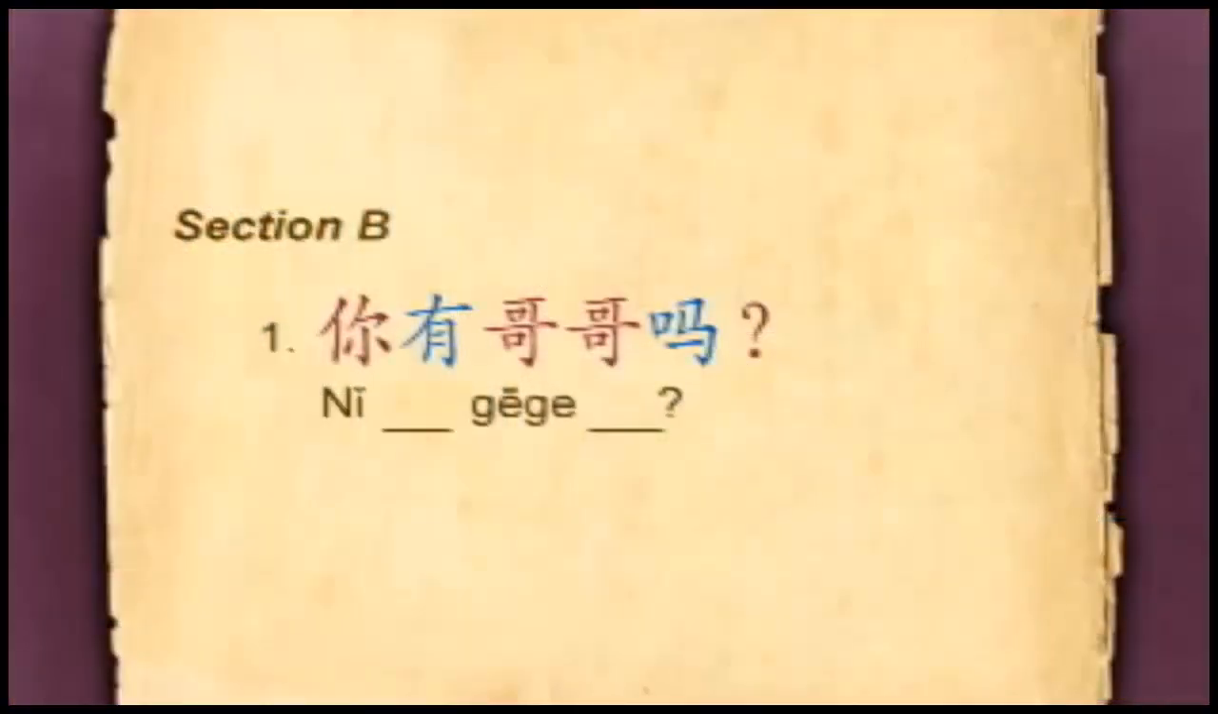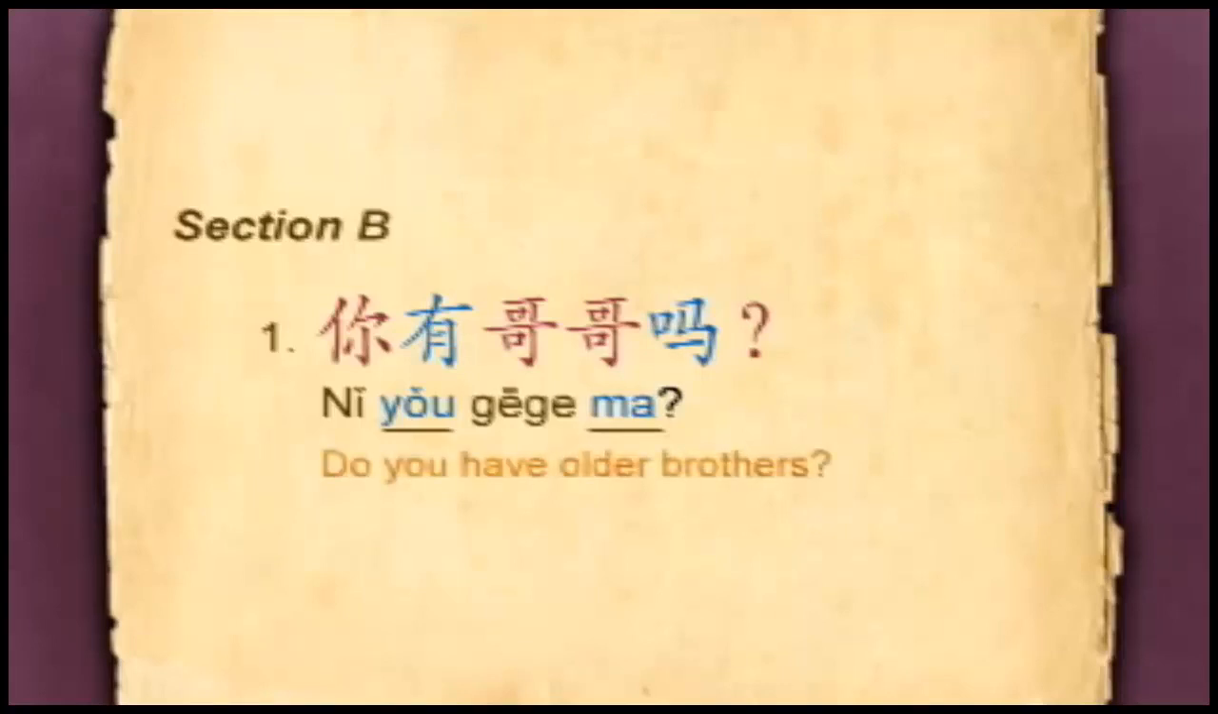The first sentence is, 你有哥哥吗？What are the missing words? 有 and 吗 are missing. Did you get this right? Good work. Most of you did. The sentence reads, 你有哥哥吗？What do you think the English translation should be? The translation is, do you have older brothers?